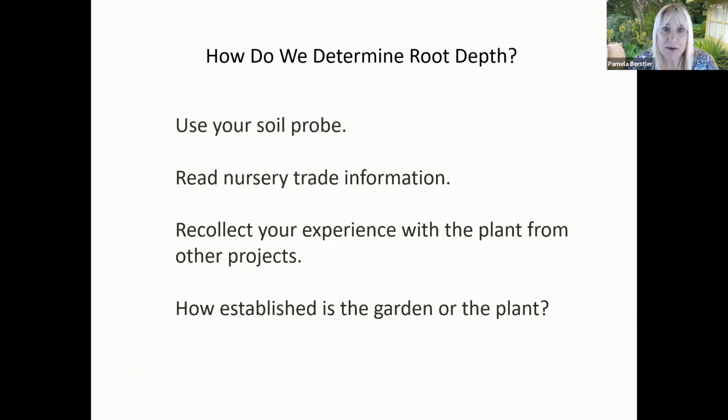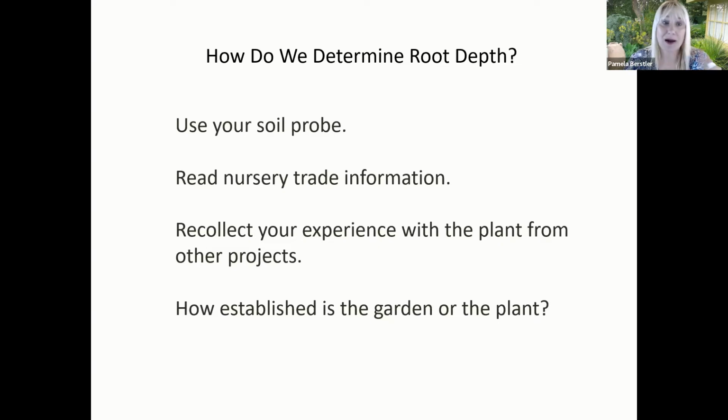How do we determine root depth? Well, we could use a soil probe to figure out where the roots are. We can read nursery information, which might give us a clue about it. It might say deep rooted or something like that, which could help us to figure it out. If we have just planted the plant, we would know, it would be the depth of the container. If it was established, we could probably make a good guess about how deep these roots go because we have experience with that plant, or we can read literature on the plant. So determining root depth is a little bit of art.